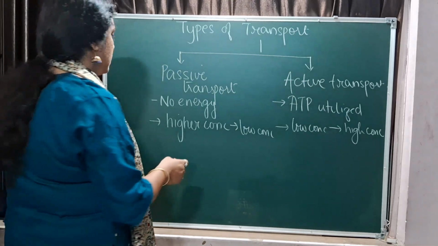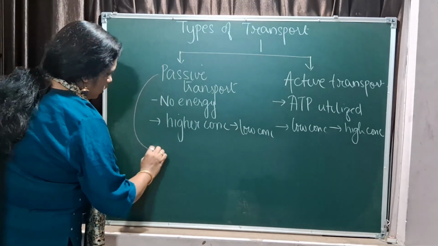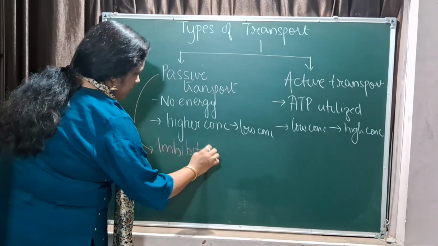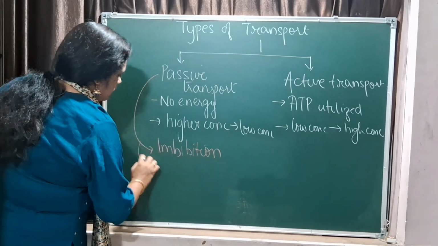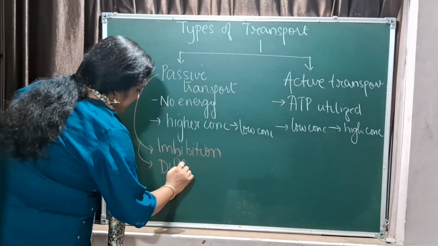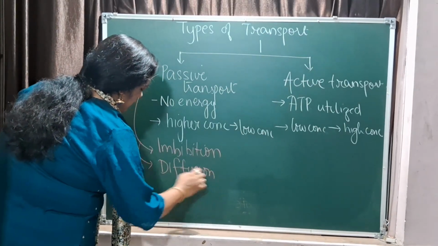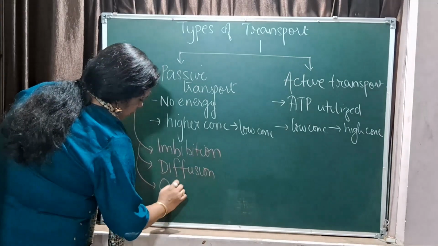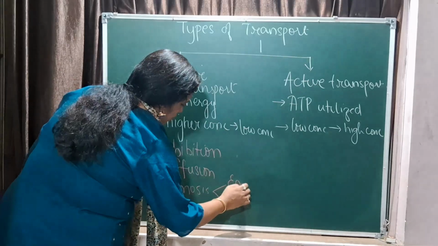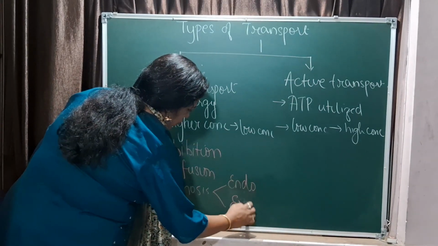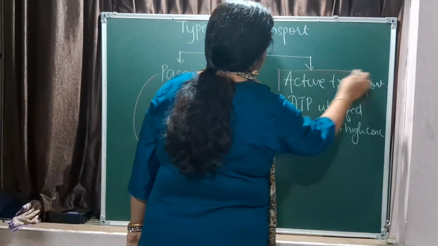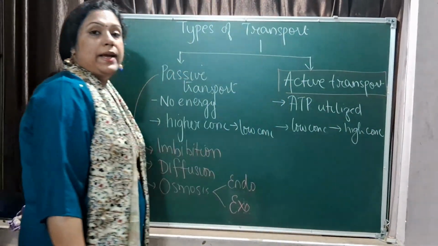Now, coming to the different types of passive transport. Passive transport, when you say, is of three types. What are those? First is imbibition. Next one is diffusion, and the last one is osmosis. When you say osmosis, osmosis can be endoosmosis or exoosmosis. Is that clear? Active transport, the name is active transport only, there are no such types.